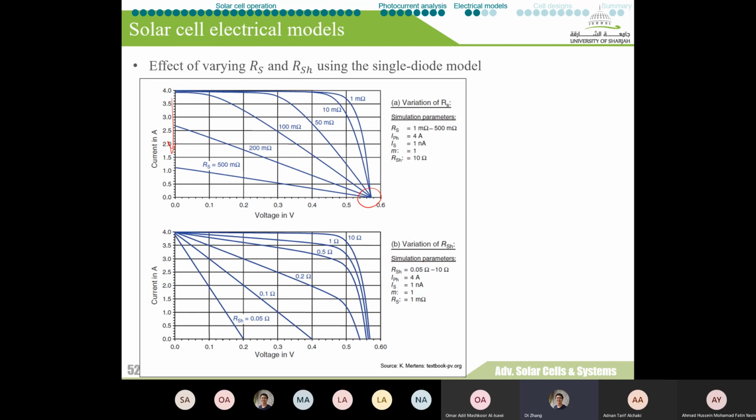When you increase the voltage, you have almost the same I short circuit, but at the same time, at the high voltage, you will have more losses, and the V open circuit will drop significantly. So that is what you can see from the simulation here.